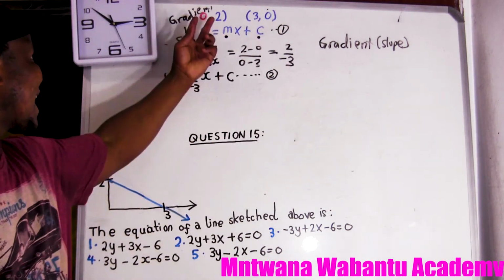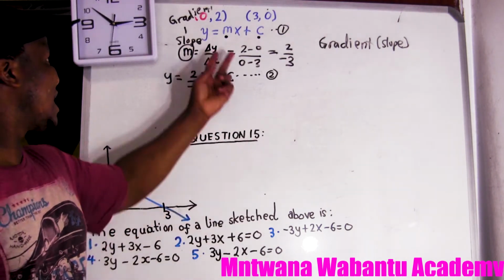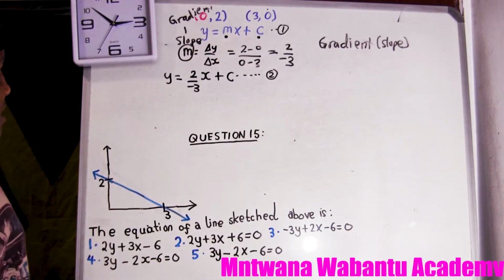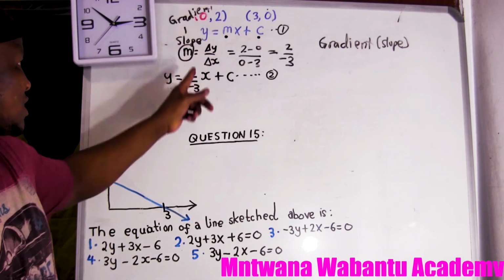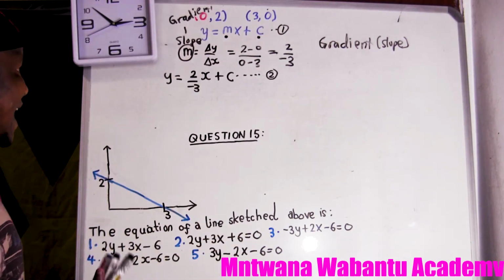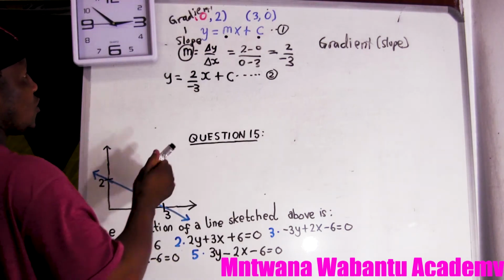You can plug in either of these two. It doesn't matter, whichever you use is going to give you the same answer. Either you take this or you take this. Personally, I'm going to take this because I know this is going to become 0. Even if you take the other, it's going to give you the same answer. So take any of these two coordinates and substitute in this equation. Let me take this.